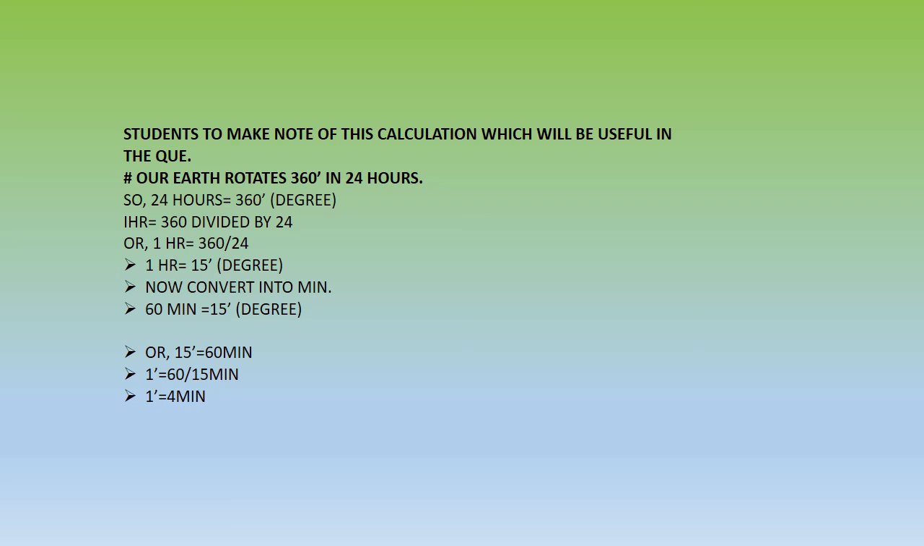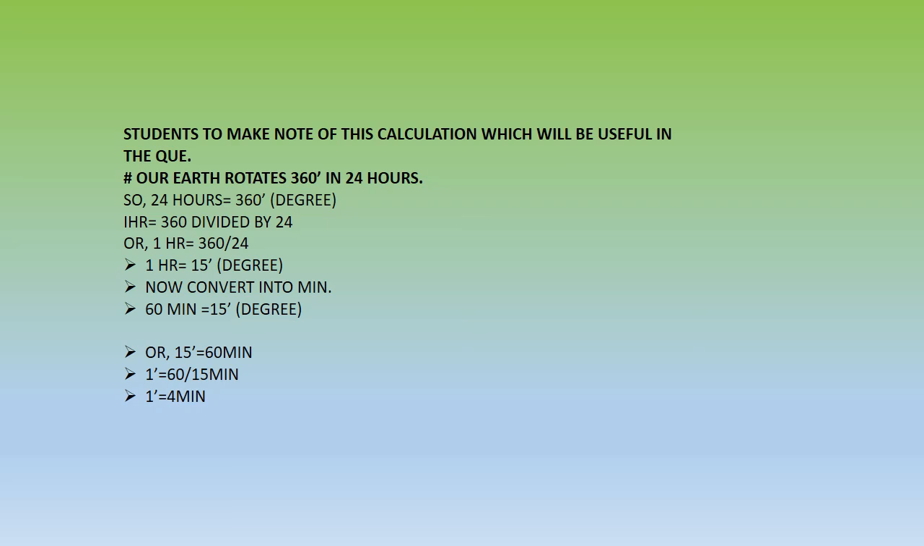Now, this is one calculation which I wanted you to do because it is going to be useful in one of the questions which we are going to do later on, the question which is given in your book. So just go through this calculation. Our earth rotates 360 degree in 24 hours. So I can write 24 hours is equal to 360 degree. Now, this mark I am calling degree. When you are writing, please make it correct. So 1 hour is equal to 360 divided by 24. If you divide 360 by 24, it will be 15 degree.